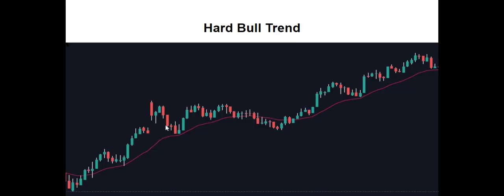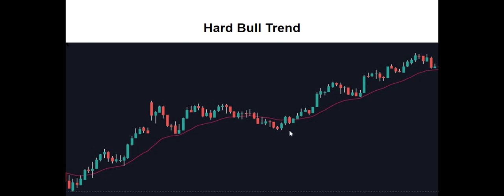Now, this is an example of a hard bull trend. A true hard bull trend starts at the left bottom corner of the chart and closes at the top right corner of the chart. Along the trend, in between, you'll see several bear bars. You'll see bear moves also. You'll see moves towards the EMA. You see moves going below the EMA. This is a 20 bar EMA that I'm using.